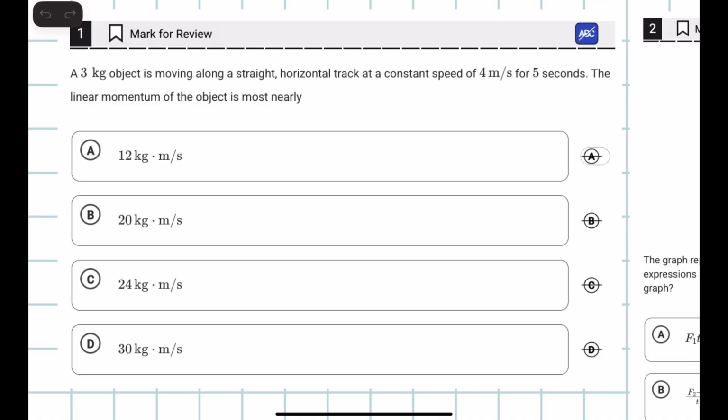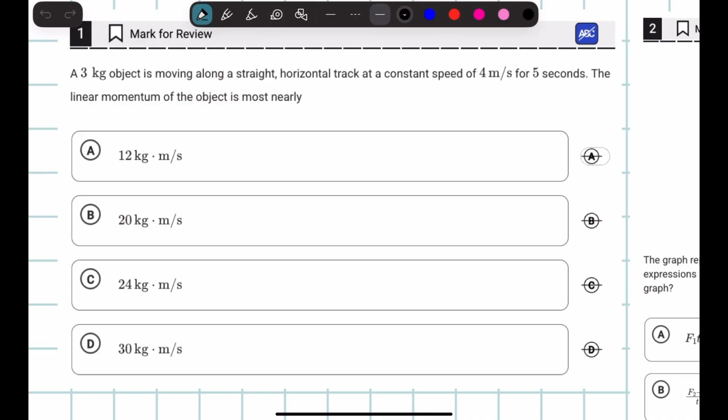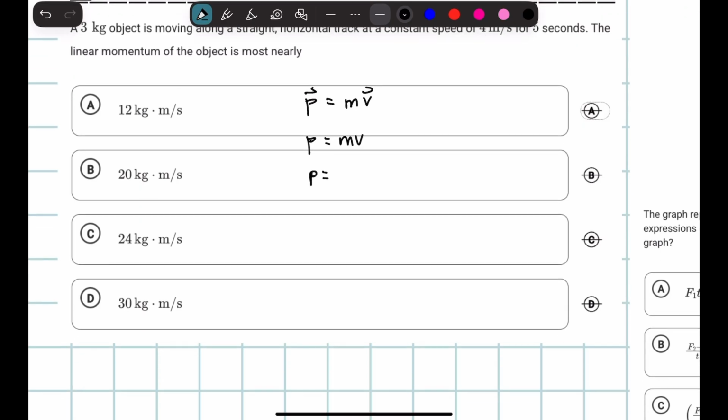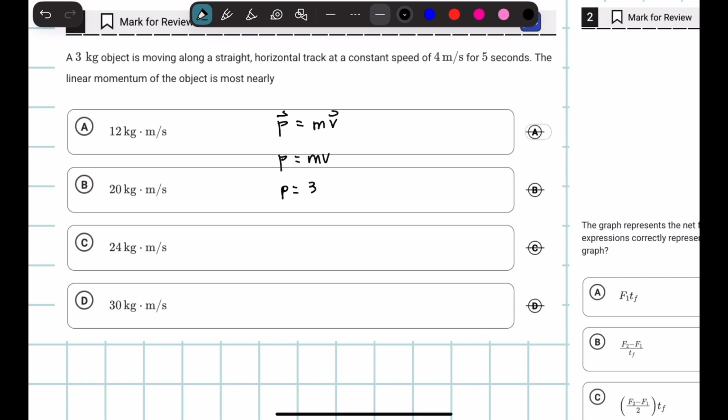The linear momentum of the object is most nearly, so we know that the formula for linear momentum is the vector p equals m times the vector v. The magnitude of this is just p equals mv. So p is equal to the mass, 3, times 4, we have 12 kilogram meters per second. So that's going to give us 12. A.